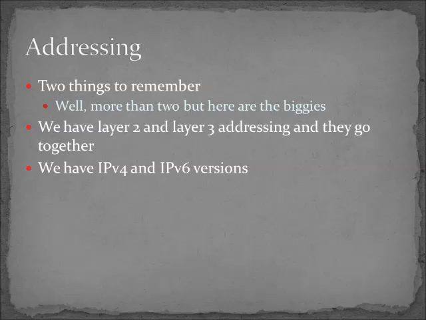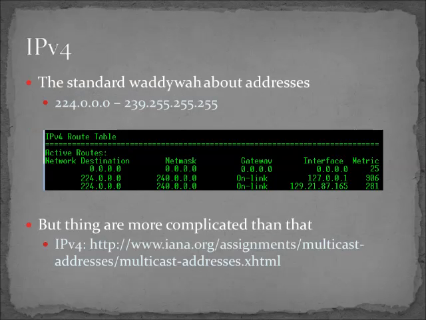There's layer 2 and layer 3 addressing. Usually whatever happens at layer 3 is reflected in some way at layer 2. And then we've also got IP version 4 and IP version 6 versions of this. It doesn't really matter which you're looking at. You've got this multicast out there, and it's going to go forward. In fact, IP version 6 uses a lot of multicasting.